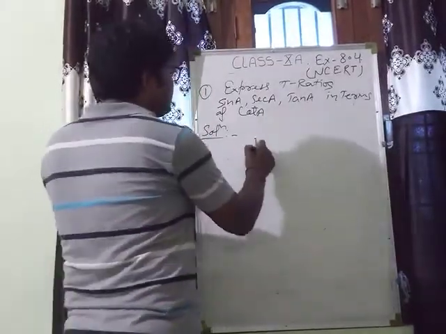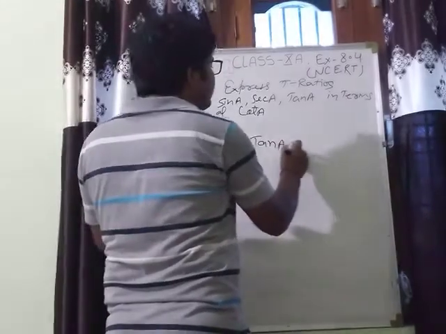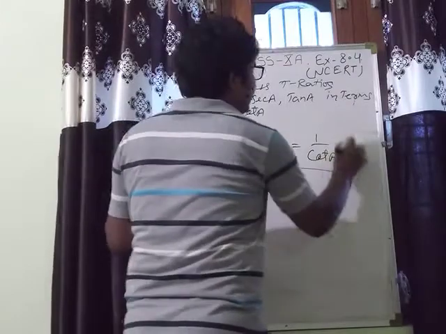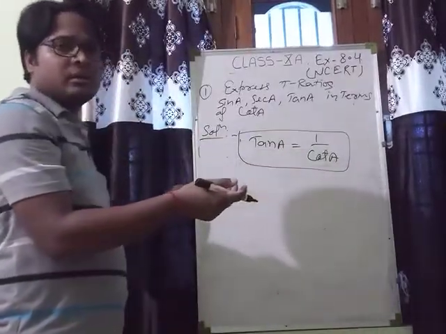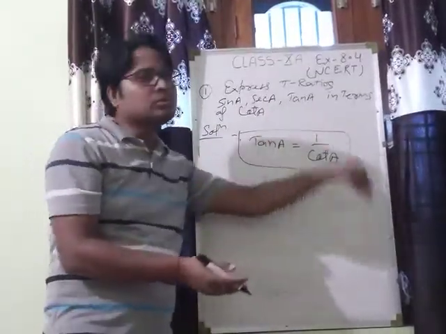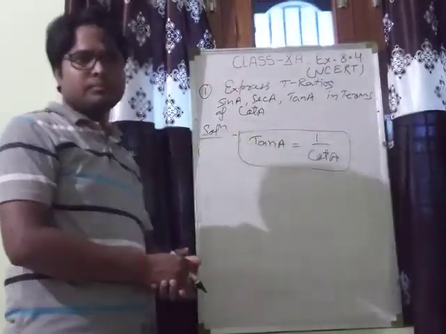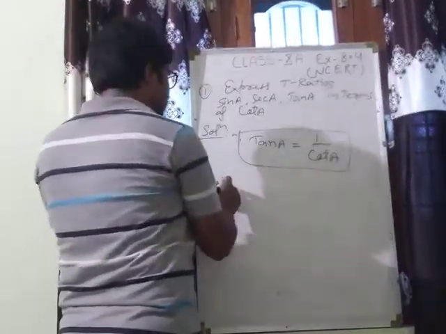तो tan A तो वेरी इजी, tan A can be written as 1 by cot A. बस हो गया, tan A एक्सप्रेस हो गया. We have to express tan A in terms of cot A. So tan A is equal to 1 by cot A. Finish. Now second one, consider sec A.